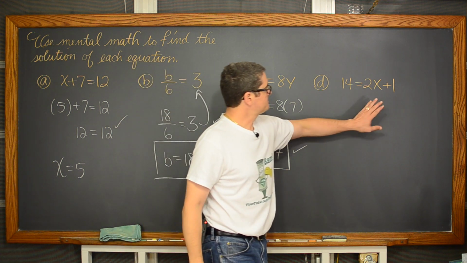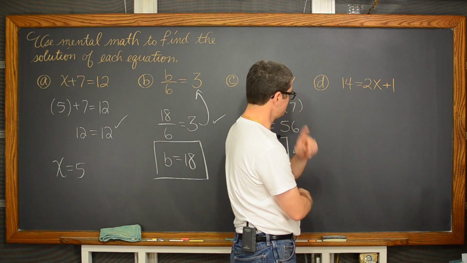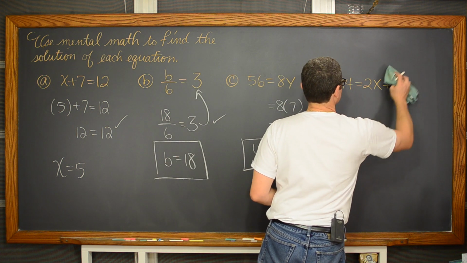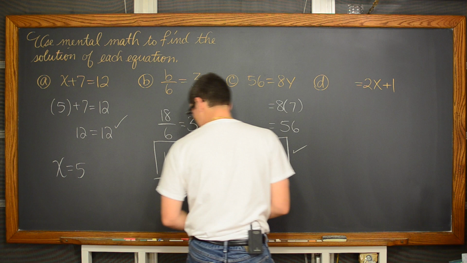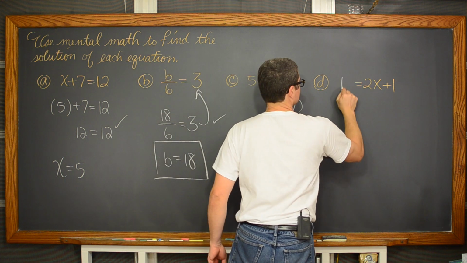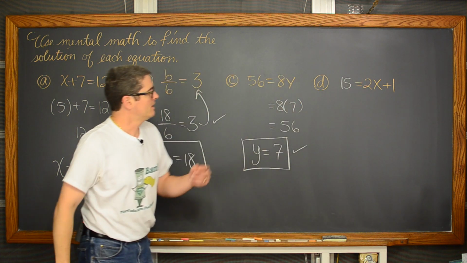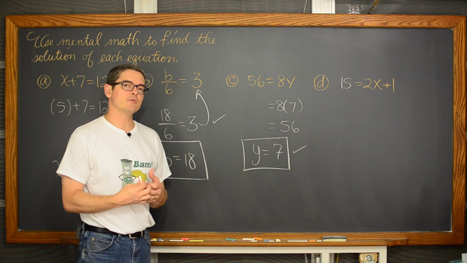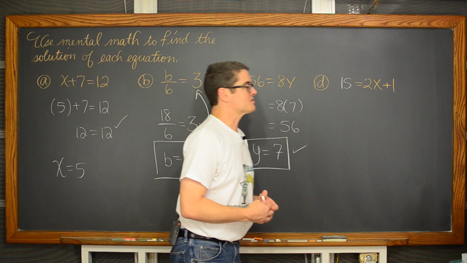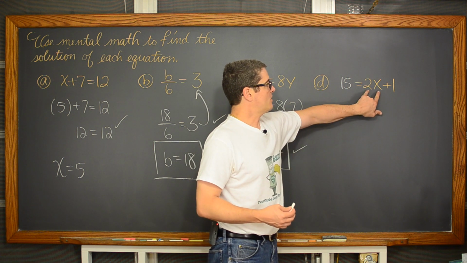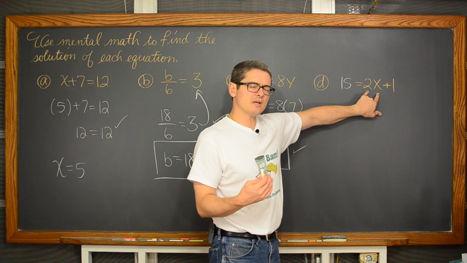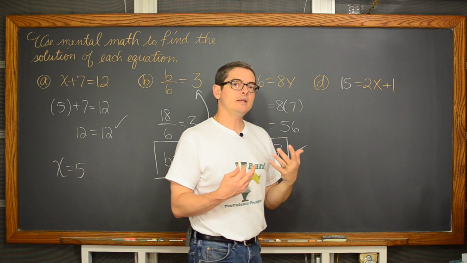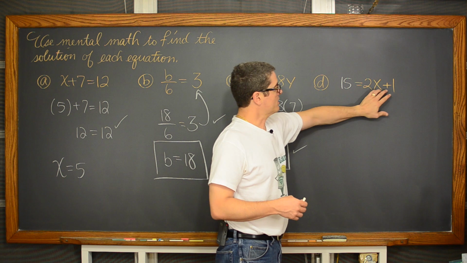Now this one, let's see here. This one is miscopied. We need to maybe change that 14 to a 15. We're supposed to be doing mental math here, and with that 14 being an even number, I don't expect you to come up with a decimal working out some mental math. But now that we have a 15, I'm looking here, we have 2 times x. Well, 2 times any number is going to come out to be an even value. And then we're going to add 1 to it.